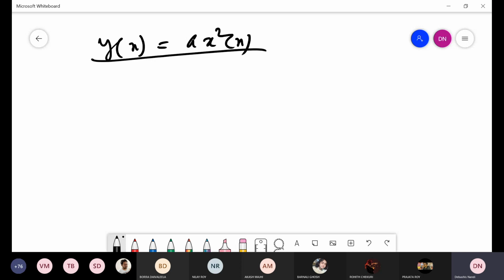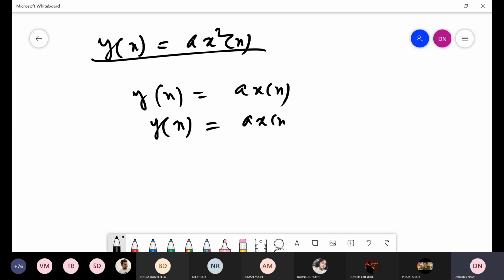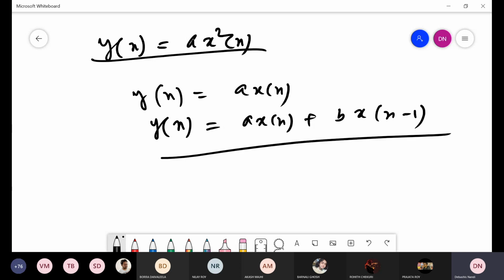And if the linear superposition theorem is not valid for a system, that is, the system is not obeying the linear superposition principle, then the system is called a non-linear system. Okay, so this is a non-linear system, and y[n] is equal to, suppose, a x[n]. This is a linear system. Similarly, y[n] is equal to a x[n] plus some constant b a x[n minus 1]. This is also a linear system. Okay, but this is non-linear. This is linear.